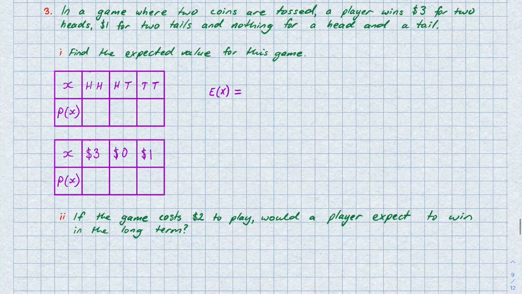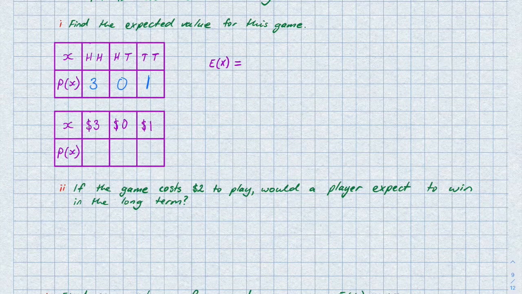In this question, we've got a game of chance where 2 coins are tossed. A player wins $3 for 2 heads, $1 for 2 tails, and nothing for a head and a tail. Find the expected value of this game. So if we just collate that data, 2 heads we said is $3, 2 tails is $1, and a head and a tail is $0.